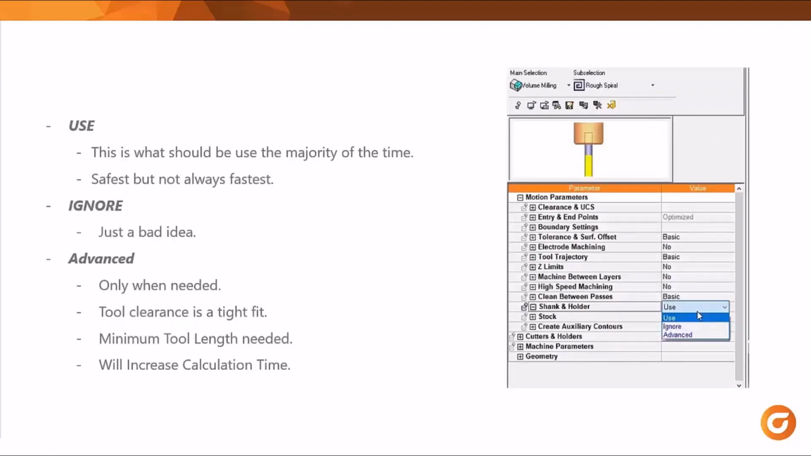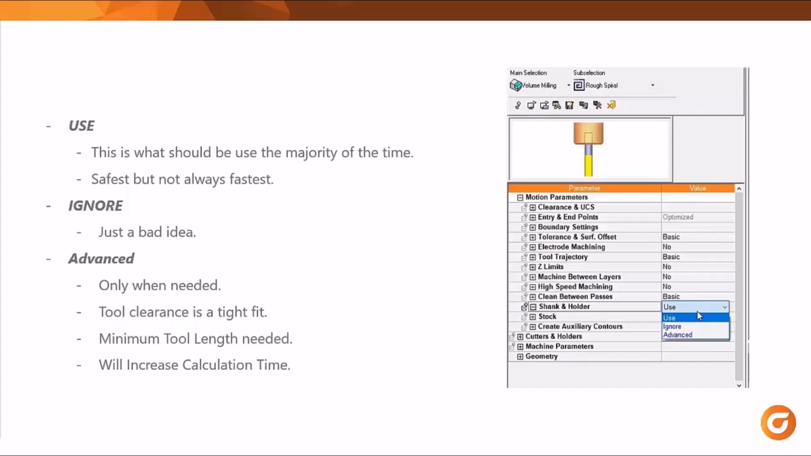The new dialog at first doesn't look a lot different. What we want to emphasize here is the most common setting you want to use is simply setting the Shank and holder to use. It's the easiest to set up, there's nothing to modify, and it gives you a safe and fast result. There are times where changing those settings can make it faster to calculate and use, but on average the best option is to leave this on use.